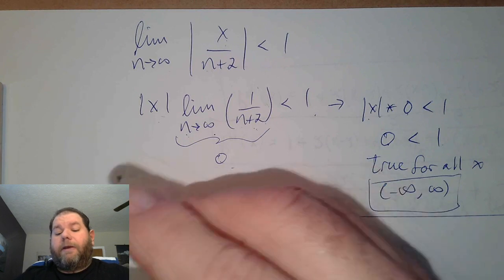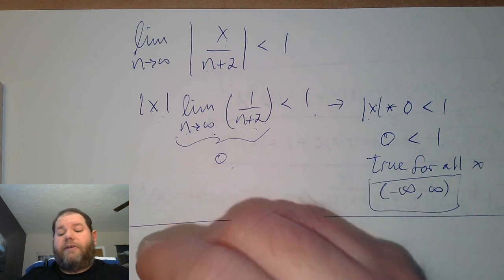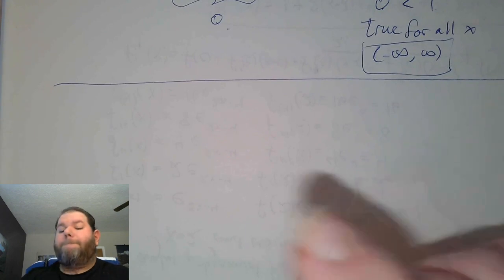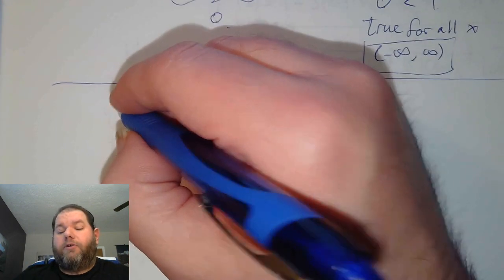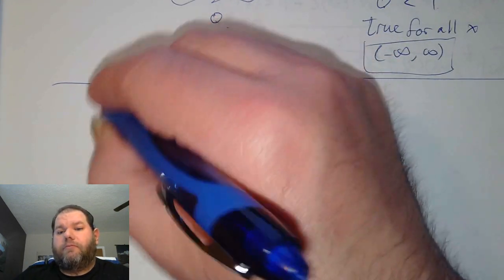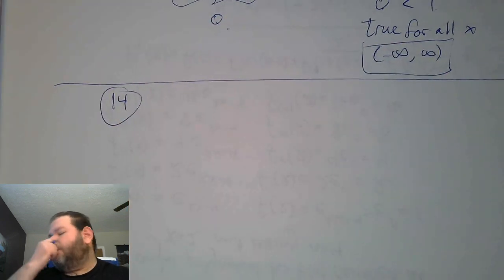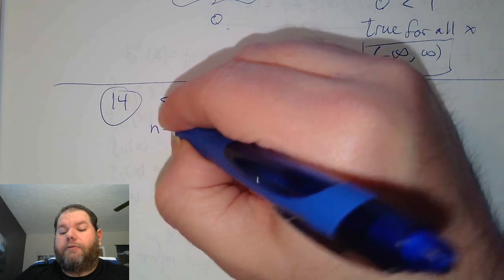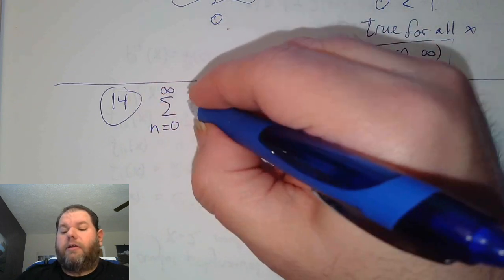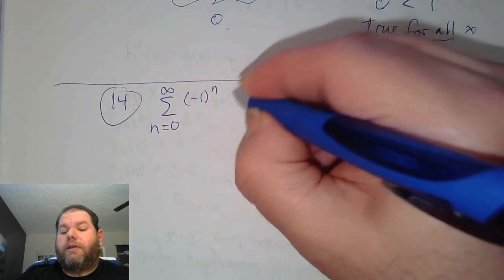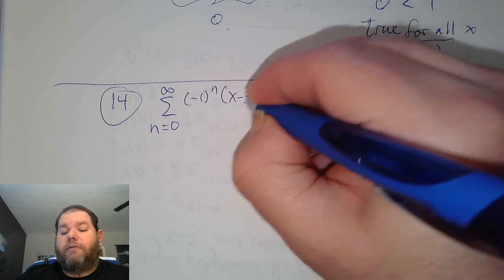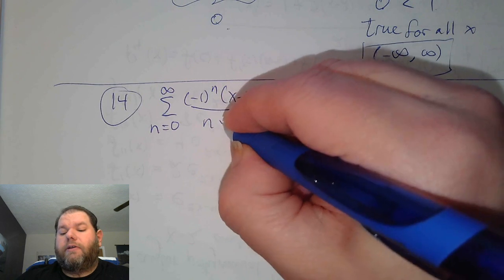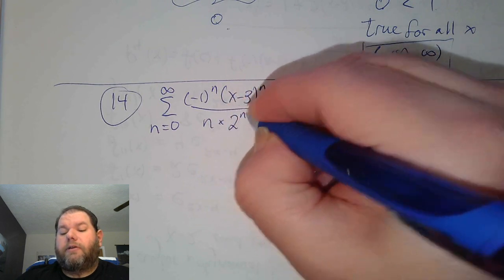Now, as you might expect, we're going to get a little bit different outcome for our second problem here, which is 14. We have the sum, n equals 0 to infinity, negative 1 to the n times x minus 3 to the n. This will be over n times 2 to the n.